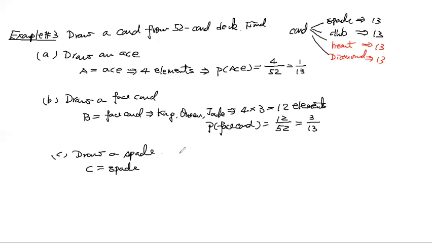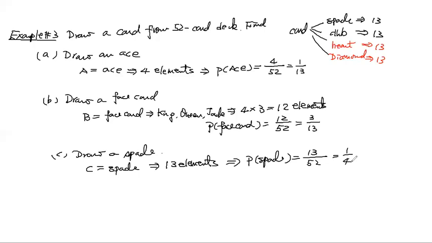So the spade total, how many elements? 13 elements. I have 13 cards here. So the probability you're going to get a spade is equal to what? It's 13 out of 52, so it's 1/4. It's pretty cool, right?